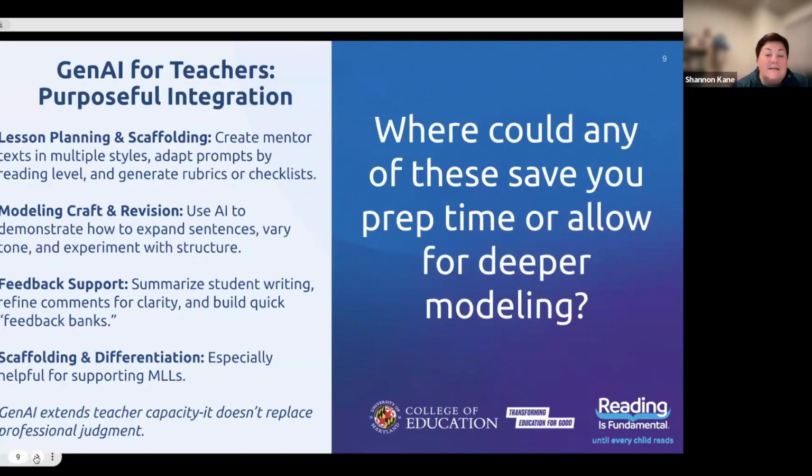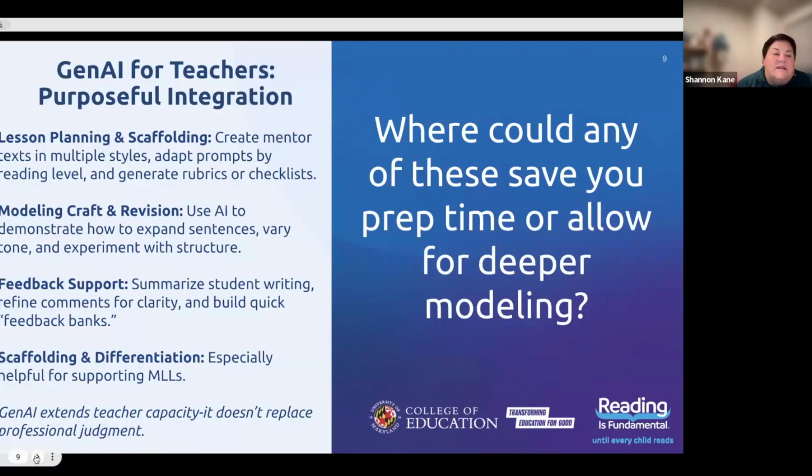So from lesson planning and scaffolding, right? This idea of creating mentor texts in multiple styles, adapting prompts to reading levels, generating rubrics and checklists, right? All things that you can actually do with AI to really target your specific students. This idea of craft and revision, so using AI to demonstrate and expand sentences, vary tone, experiment with structure, all things that would take a lot of time are incredibly necessary for our students around explicit instruction. But again, saving time to focus on the deeper work.